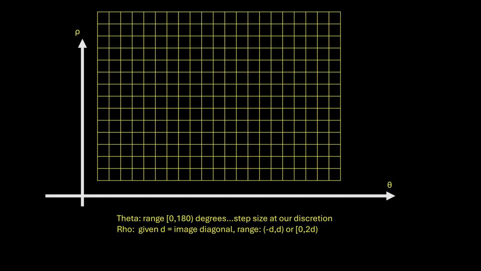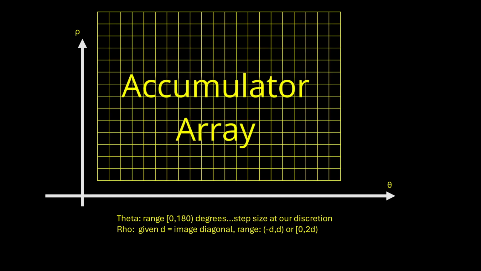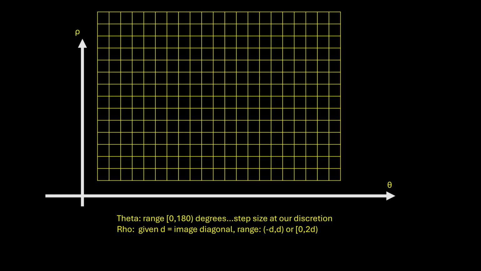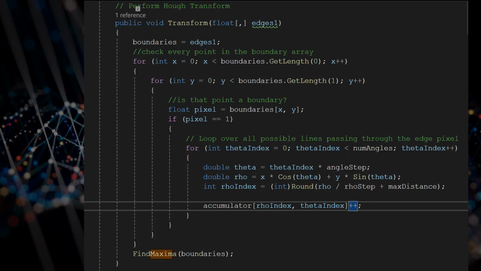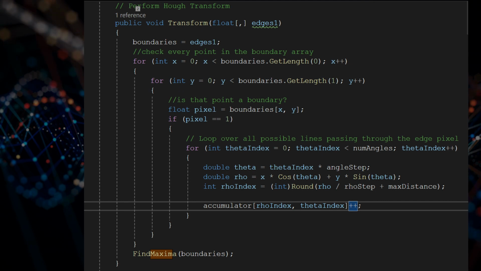Now, we can create the accumulator array for all possible values of rho and theta. Rho is limited to values within plus or minus the diagonal size of the image, and theta is limited between 0 and 180 degrees with a step size defined at our discretion. In this example, our image size is 100 by 100, the diagonal is 141, so the accumulator array is 282 by 180. In code, the entire Hough algorithm looks like this.